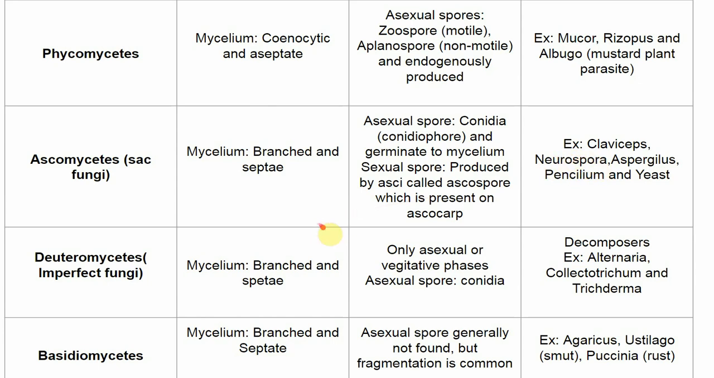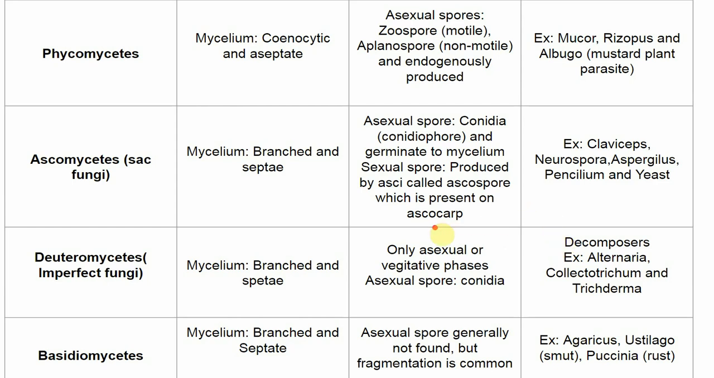The next one is the deuteromycetes. The mycelium is branched and septate. Only the asexual or vegetative phase is actually recorded or observed, and hence deuteromycetes are called the imperfect fungi. Asexual spores that are produced are the conidia. They are primarily decomposers, and examples are alternaria, colletotrichum, and trichoderma.